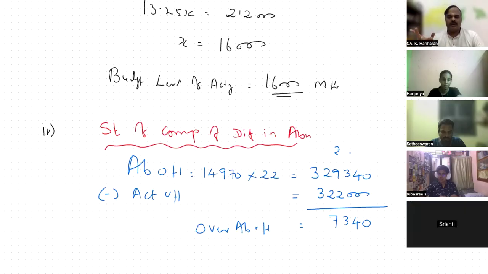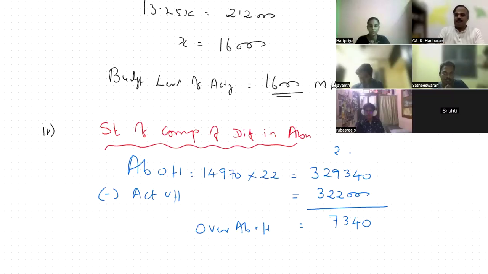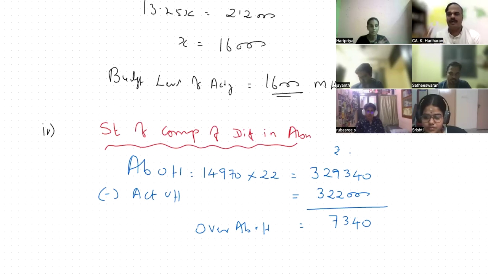You know what is the difference between single blanket overhead rate and department rate? In case of blanket overhead rate, a single rate is used for all departments, per hour rate 22 rupees, not 20 rupees, 22 rupees only. That is called blanket overhead rate. Departmental rate means each and every department has a separate rate, after analyzing.